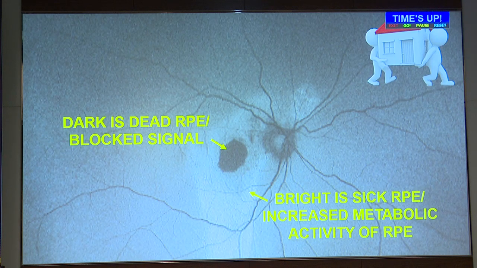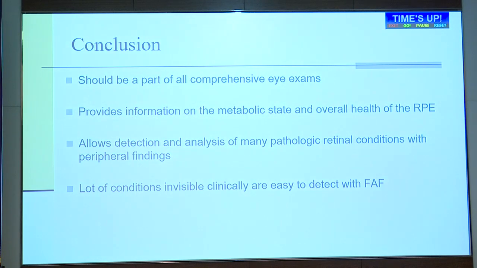So this is the final take home: black is dead RPE, and that is the blocked signal you can see here, and bright is sick RPE due to increased metabolic activity of the RPE. And the conclusion is that it should be a part of all comprehensive eye exams because it is non-invasive. It provides information on the metabolic state and overall health of the RPE. It allows the detection of many pathological conditions with peripheral findings, especially when the lesions are not seen clinically.